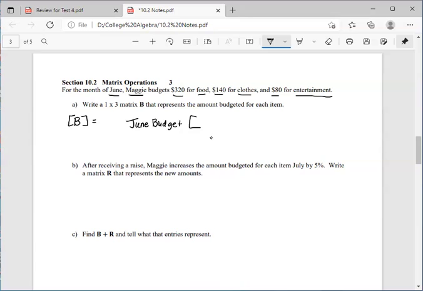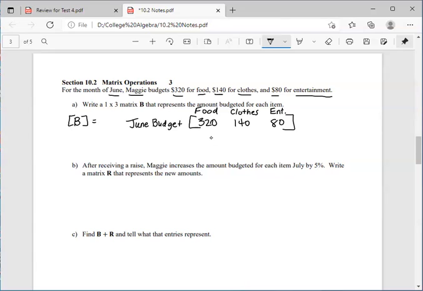And they want 3 columns for the June budget. That would include the 320, the 140, and the 80. The 320 is for what she budgeted for food. The 140 is what she budgeted for clothes. And the 80 is what she budgeted for entertainment. I'm just going to say ENT. So looks like a table, right? This is one of the simplest ones we could do.